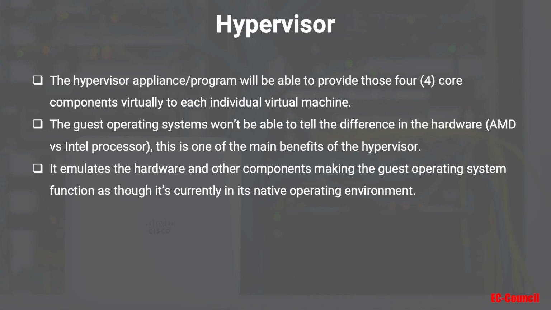Therefore, by virtualizing the hardware, you can simply place a guest operating system on that virtualized hardware. The guest operating system will not be able to tell the difference in the hardware, whether it is an AMD or an Intel-based processor, or even an AMD or Intel-based chipset on the motherboard. This is one of the main benefits of using a hypervisor. It simply emulates the hardware and other physical components. Therefore, it makes a guest operating system fully functional as though it is currently in its native operating environment.